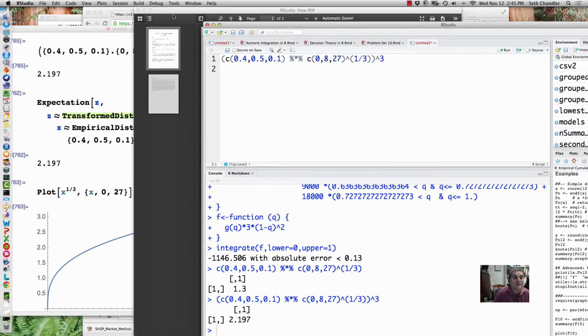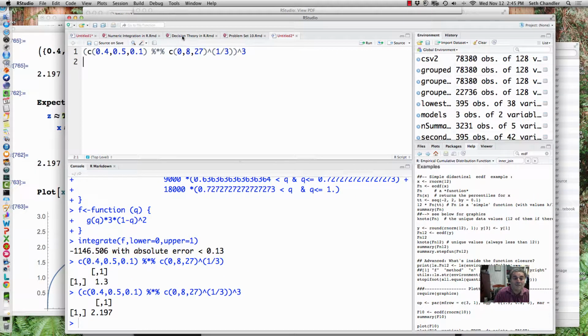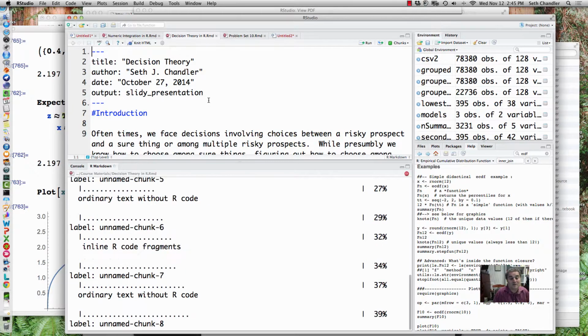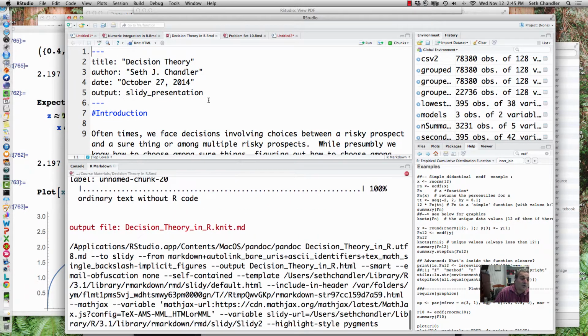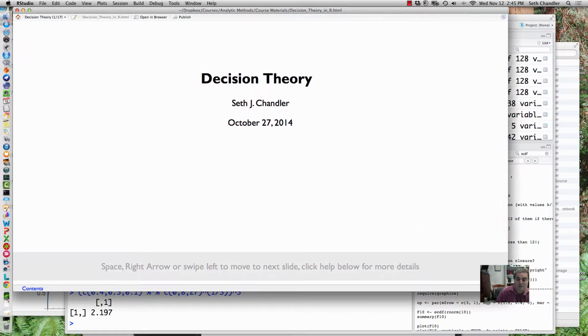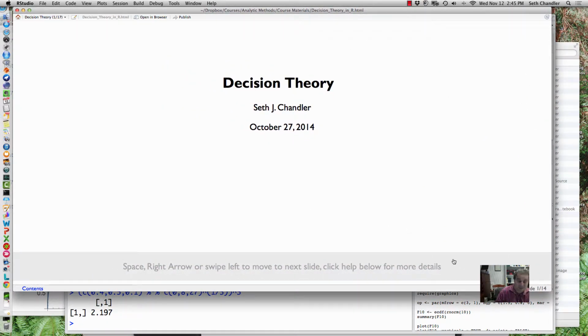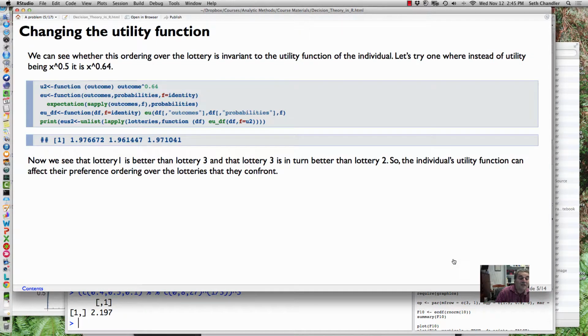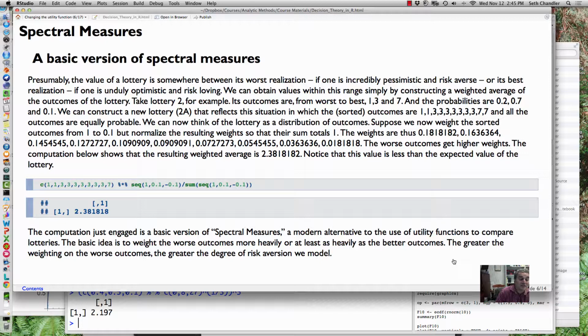As you might recall, last time, we were talking about an alternative method which had some virtues, called spectral measures, which I wish, as I say sometimes, should be called expected quantiles, but it's not. All right. So we were about here.